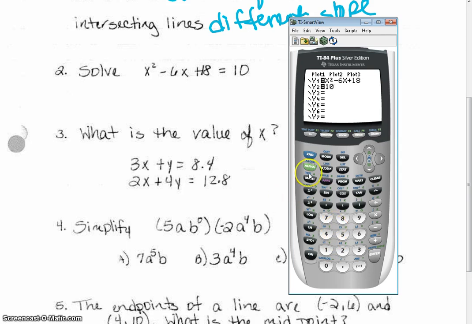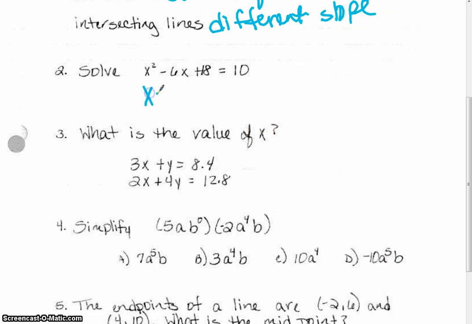If you have something at y1 and at y2, you will go second, calc 5 for intersect. Let it draw its line. When it finishes, enter, enter, enter. And your answer here is 2. So x equals 2, and that's all that you have to put.